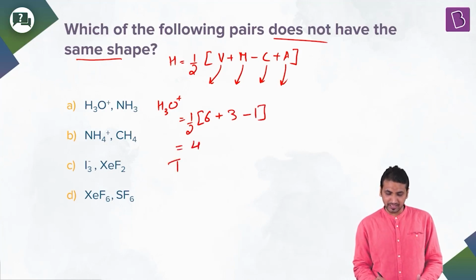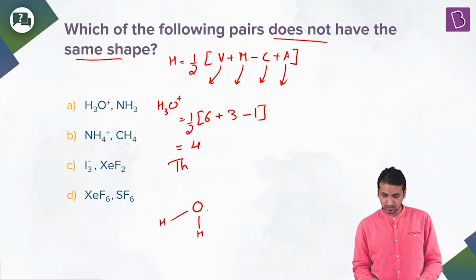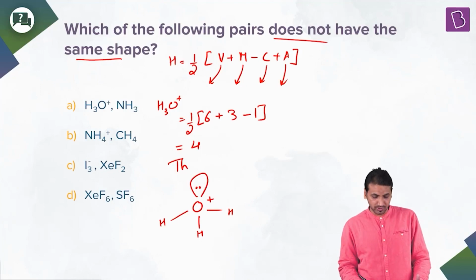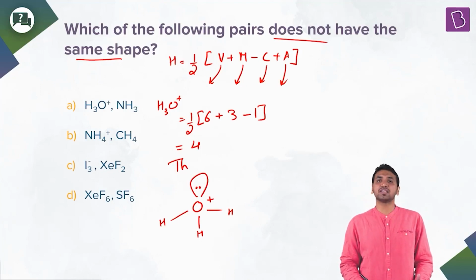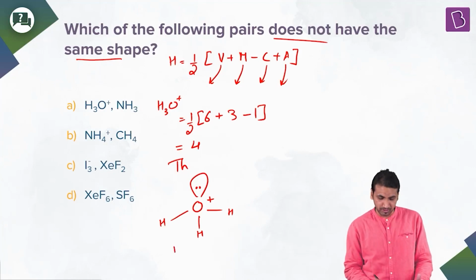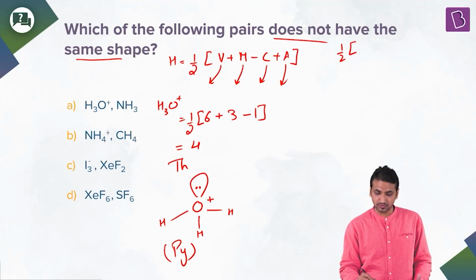That means tetrahedral geometry. You'll have oxygen and 3 hydrogens, so hydrogen 1, 2, and 3, with 1 lone pair and a positive charge. This is what we have as H3O+. The geometry is tetrahedral, the shape is pyramidal. If you go for NH3, it is 1/2 for nitrogen.